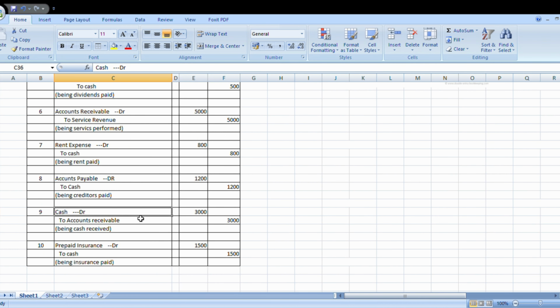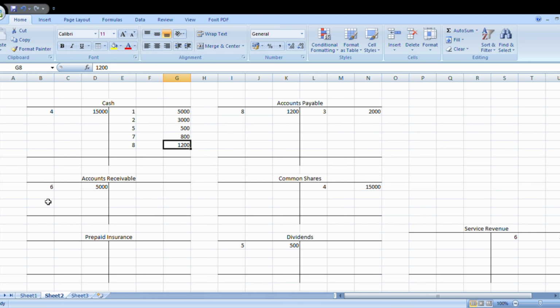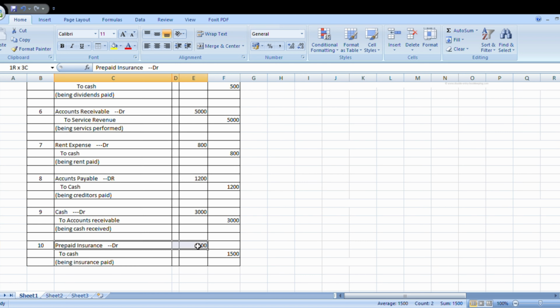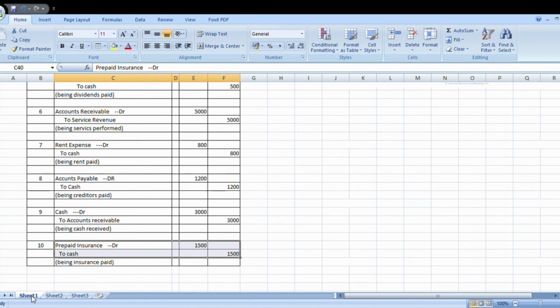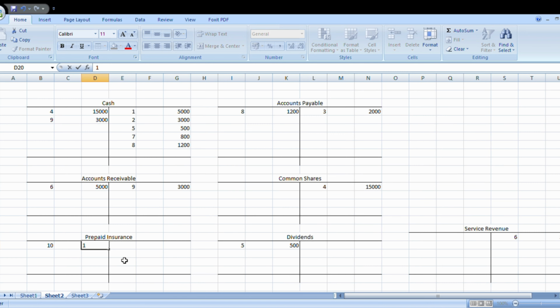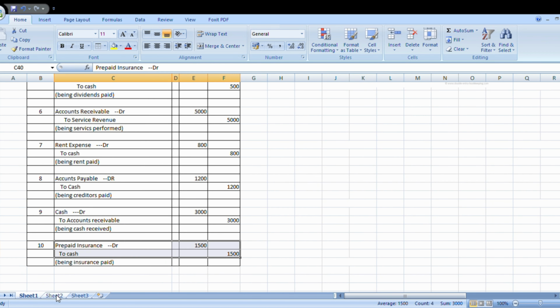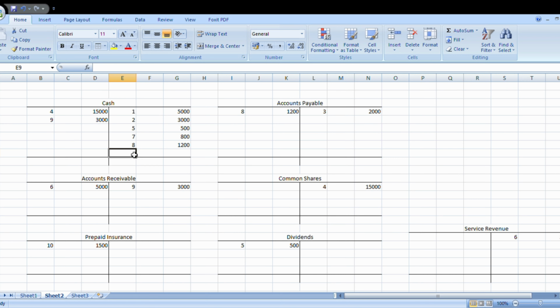Cash to accounts receivable 3,000. Cash debit balance 3,000. Transaction number 9. Accounts receivable in transaction 9, it is 3,000, which is reduced. Prepaid insurance to cash 1,500. Prepaid insurance is your asset. In transaction number 10, prepaid insurance amount 1,500 debit, to cash. In transaction number 10, to cash 1,500.